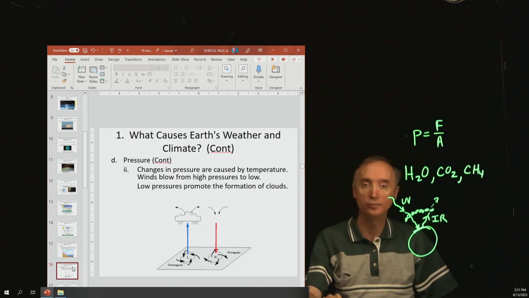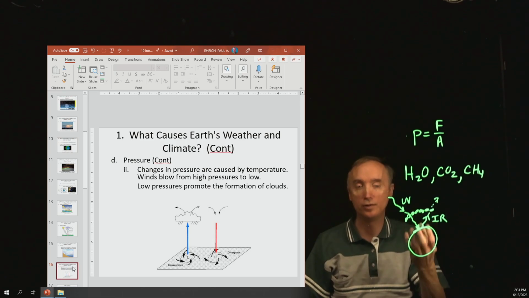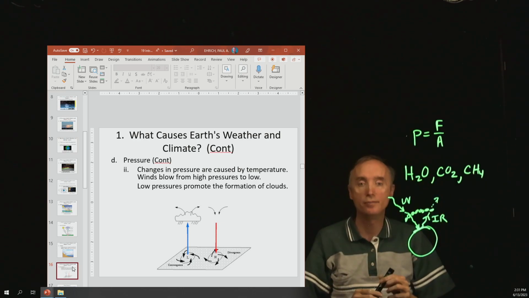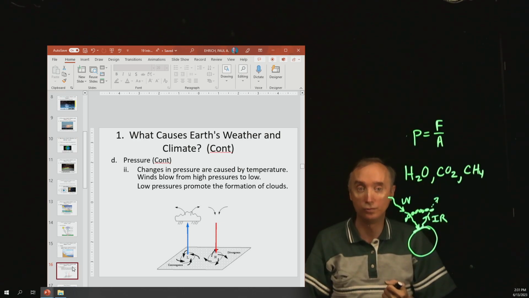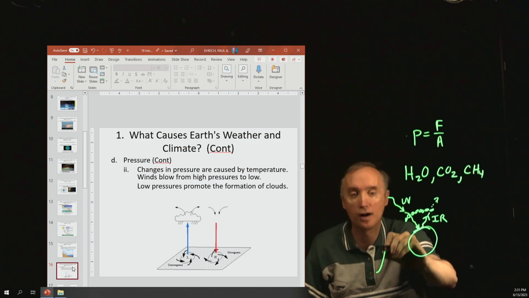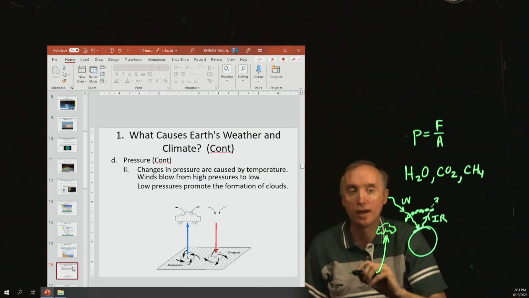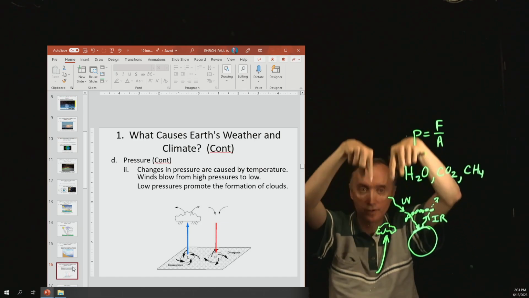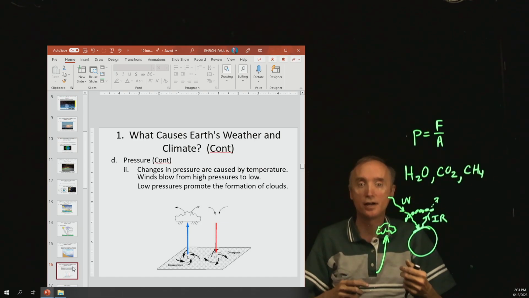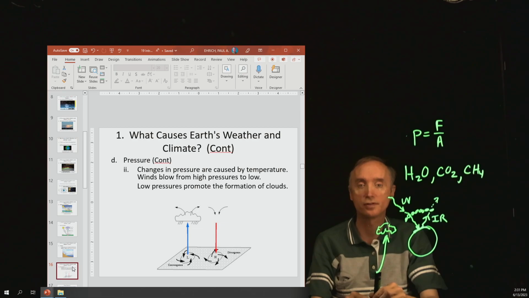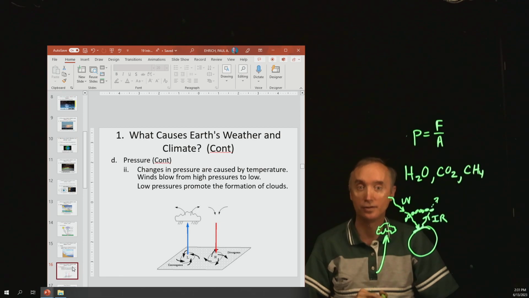Now, why is this important? It's because in order to make a cloud, air needs to rise. That means the pressure needs to be low. Under low air pressure, air can rise, and when it rises, it can make a cloud. Under high pressure, the air is pushing down and doesn't allow clouds to form. So under low pressure systems, it tends to rain, and under high pressure systems, it does not tend to rain.